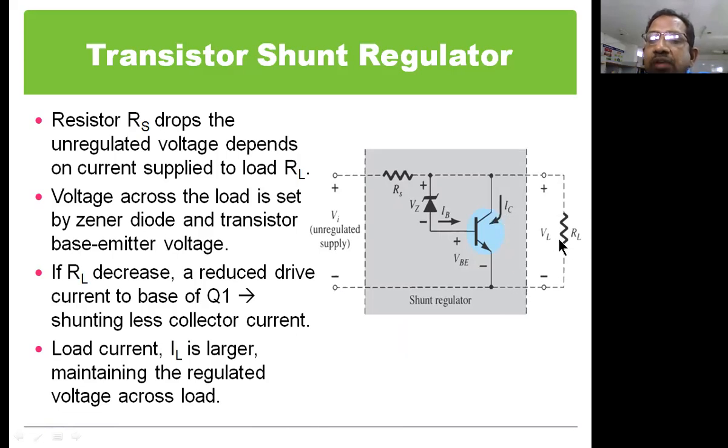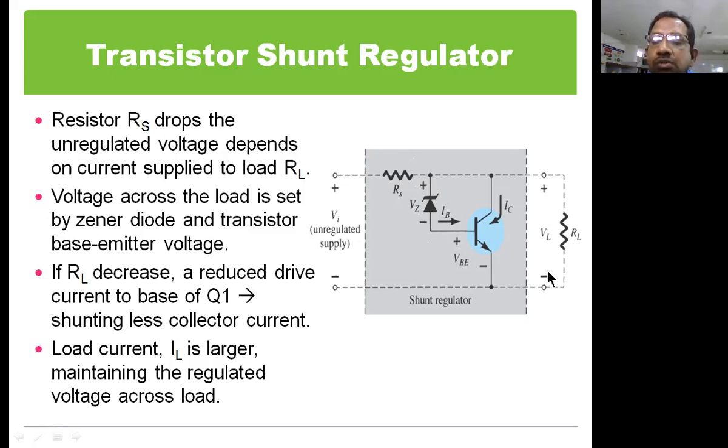If you want to include VZ also, then your loop should be something like this. It is going to be VL, then come to the top, VZ, VBE, ground. Ground has to be drawn here. It is not drawn here, it has to be drawn.